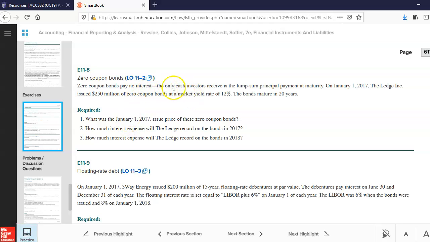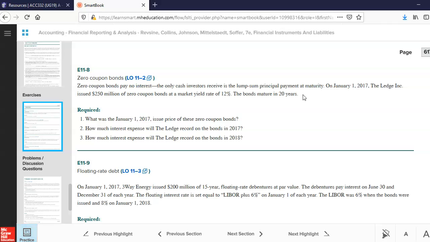So question 8 is zero coupon bonds. They pay no interest. The only cash investors receive is a lump sum principal payment at maturity. So there is still interest. It's just that you're not making interest payments every 6 months or annually. It's lumped into the principal payment when the principal is repaid. That also includes interest.